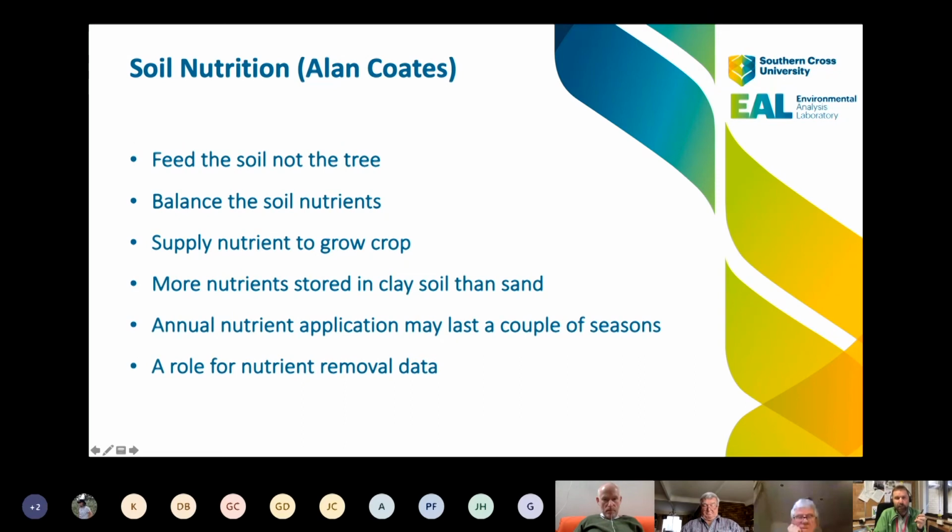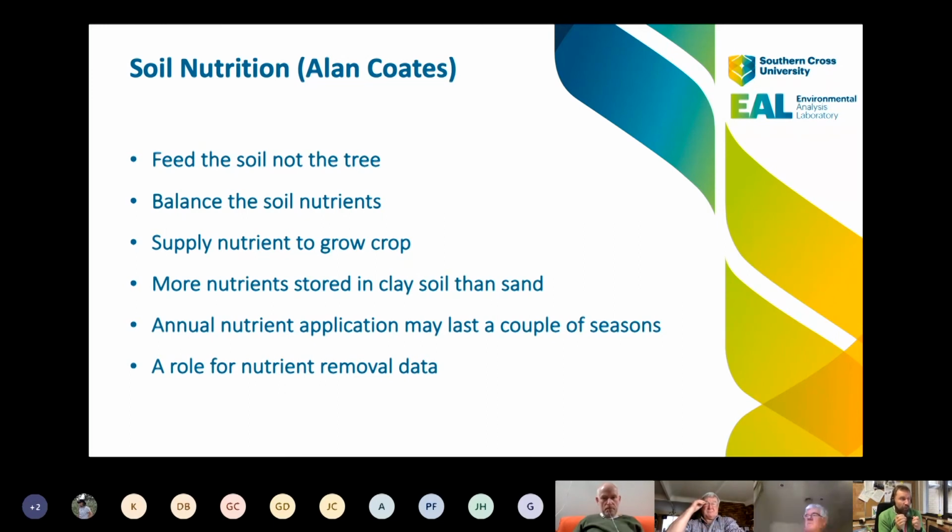Soil nutrition. Alan Coates is local agronomist here with macadamia farms, and I deal with him a lot. And we're just basically a lab, but he gives me information here, and I work with him on building up soils. And he's saying, look, feed the soil, not the tree. So that's sort of related to that soil type. You really want to build your nutrients up to your soil type, and then your tree accesses those nutrients. You balance your soil nutrients.